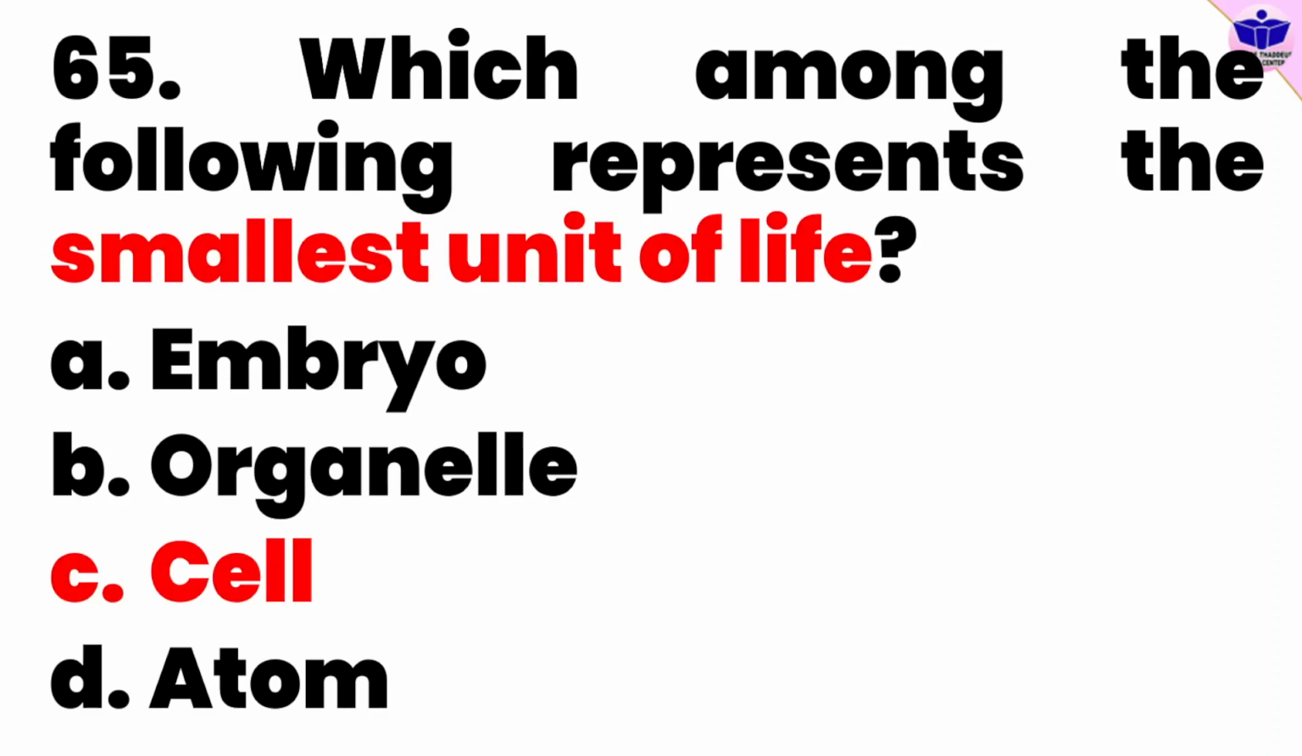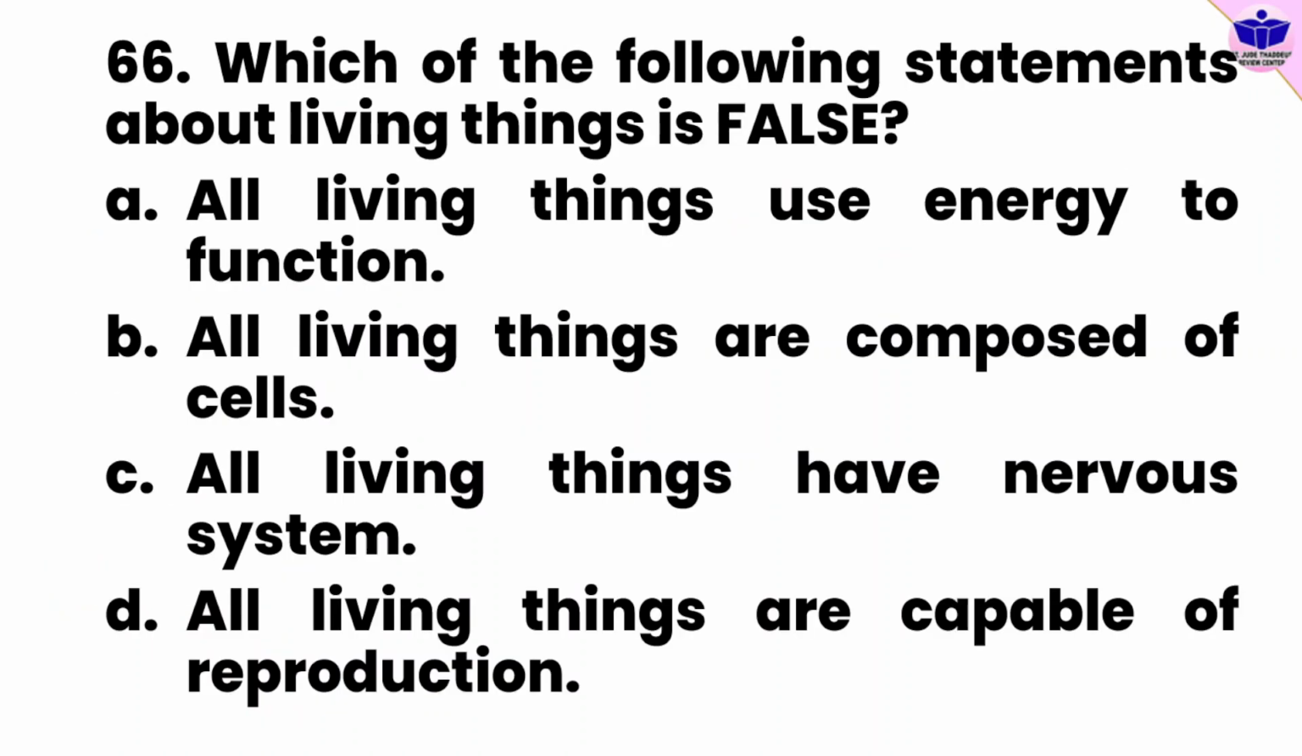Cell, according to the cell theory, is the basic unit of life. Number 66. Which of the following statements about living things is false? A. All living things use energy to function. B. All living things are composed of cells. C. All living things have nervous system. Or D. Living things are capable of reproduction. So what is false? What's false is letter C. All living things have nervous system.